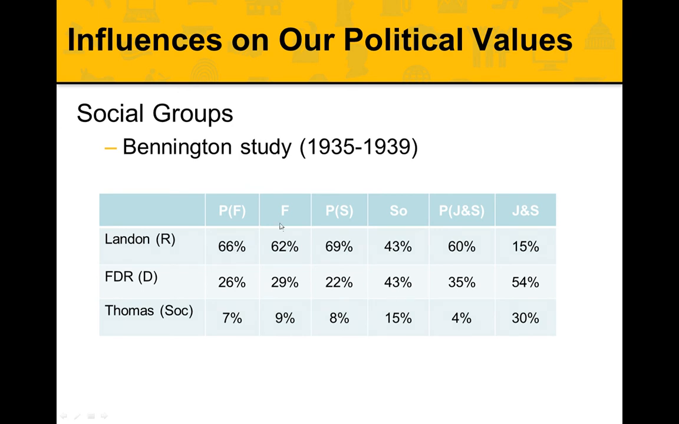And their daughters, this is an all-girls school, were very close in terms of who they supported. An even higher level of parents of sophomores, 69%, supported Landon, but the percentage of their daughters doing so dropped dramatically. So between freshmen and sophomores at Bennington College, support had deviated away from their parents. By their junior and senior years, only 15% of Bennington students supported Landon.